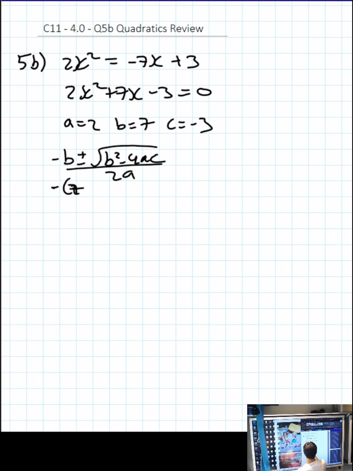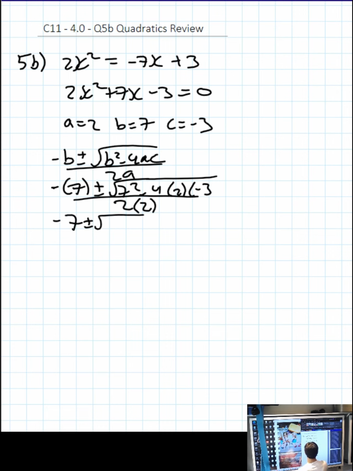Negative 7 plus or minus the square root, brackets around it, 7 squared, minus 4 times 2 times negative 3. Then we're going to type it straight into the calculator, over 2 times 2. So we'll have negative 7 plus or minus the square root of, 7 squared is 49, minus 4 times 2 times negative 3, and we get root 73 all over 4. So we can say x equals that, and we can circle our answer.